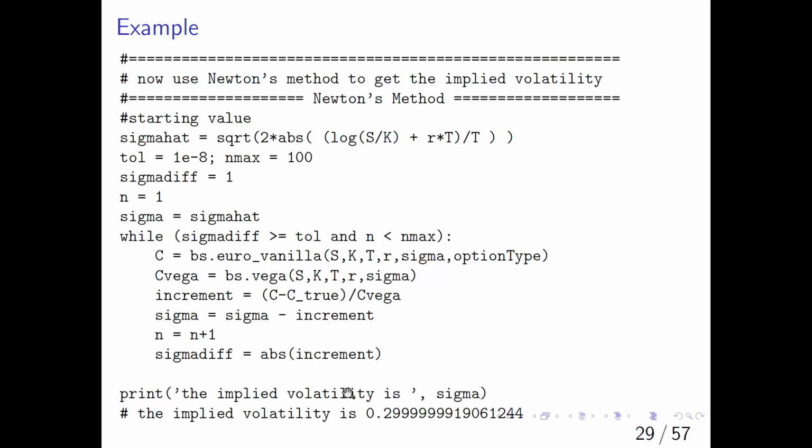Then we print the implied volatility, the final approximation for the implied volatility. You see, my piece of code here gives the implied volatility as this. Remember, the true volatility is 0.3, right? 30%. You see, it's really, really accurate.